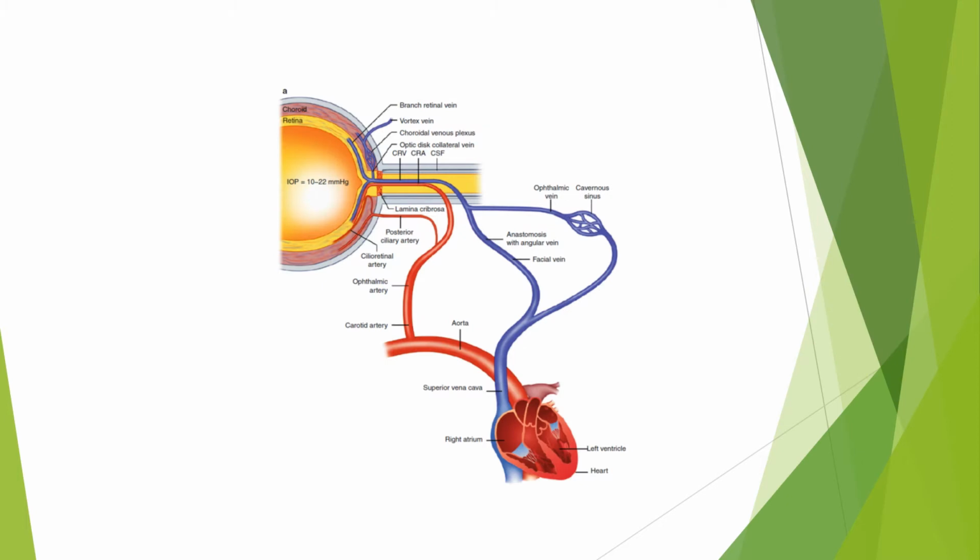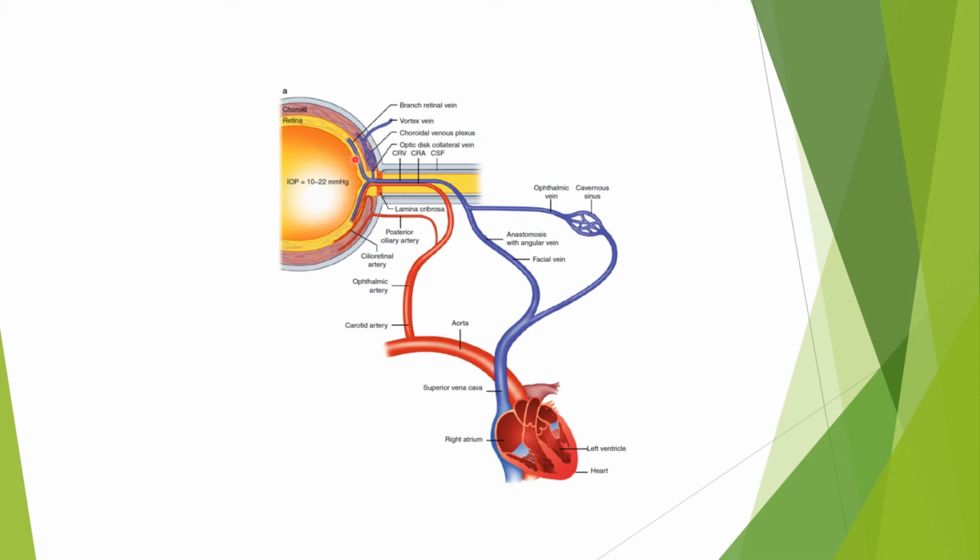So a bit of knowledge about how the arterial and the venous supply of the retina work. The heart, the aorta arises. This is the carotid artery. From this arises the posterior ciliary artery, which pierces the sclera and goes inside the eye. After the origin of the posterior ciliary artery arises the central retinal artery, which enters the optic nerve along with the central retinal vein, and it goes inside the eye and supplies.